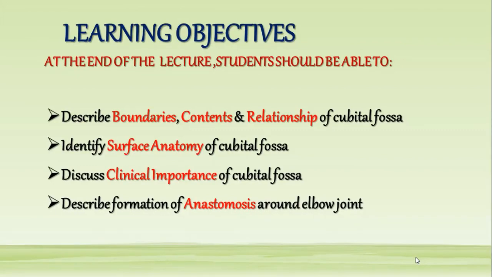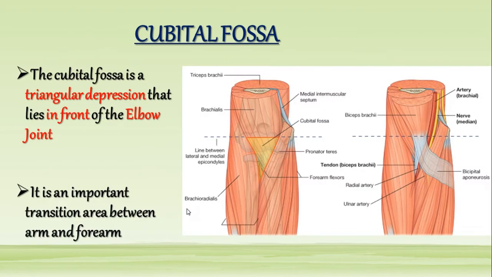The objectives for today's topic are that at the end of the lecture, the students should be able to describe the boundaries, contents, and relationship of the cubital fossa, identify the surface anatomy of the cubital fossa, discuss the clinical importance of the cubital fossa, and describe the formation of anastomosis around the elbow joint.